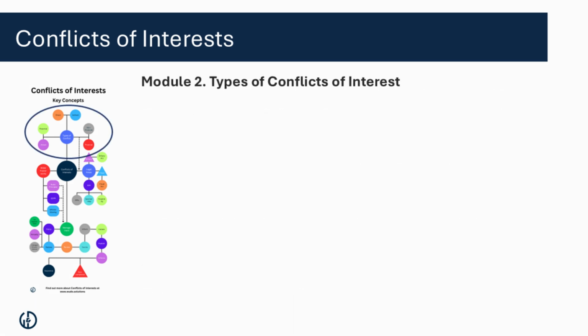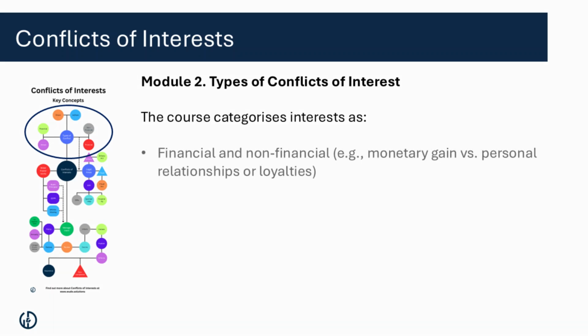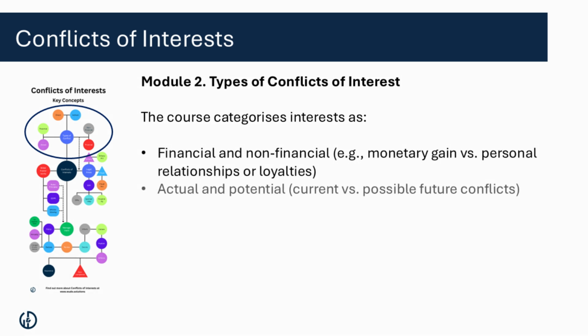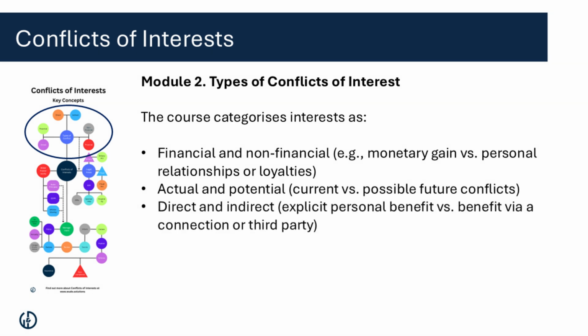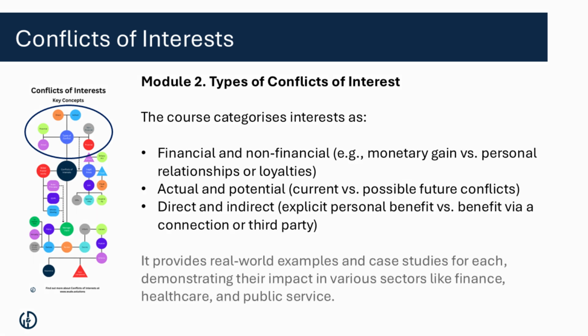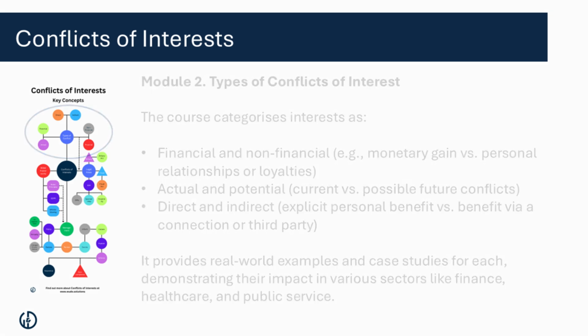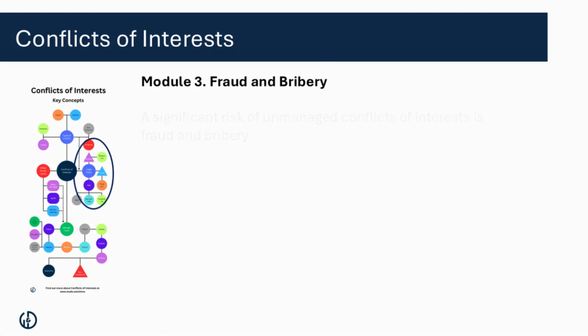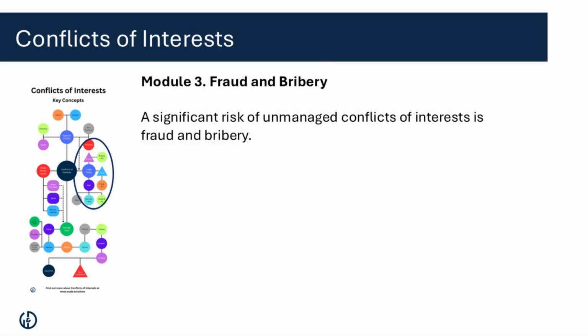Module 2. Types of conflicts of interest. The course categorises interests as financial and non-financial, e.g. monetary gain versus personal relationships or loyalties, actual and potential, current versus possible future conflicts, direct and indirect, explicit personal benefit versus benefit via connection or third party. It provides real-world examples and case studies for each, demonstrating their impact in various sectors like finance, healthcare, and public service.